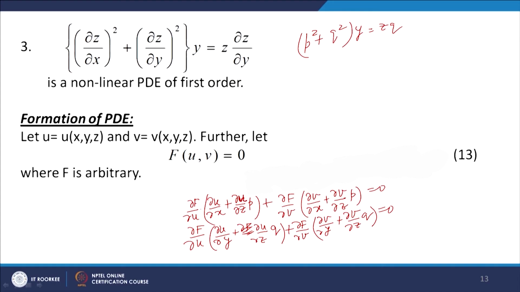So, derivative of u with respect to x plus derivative of u with respect to z into q into p, and then we differentiate f with respect to b. So, partial derivative of f with respect to b into partial derivative of b with respect to x plus partial derivative of b with respect to z into p equal to 0. Similarly, when we differentiate this equation with respect to y, we get fu into uy plus uz into q plus fv into vy plus bz into q equal to 0.